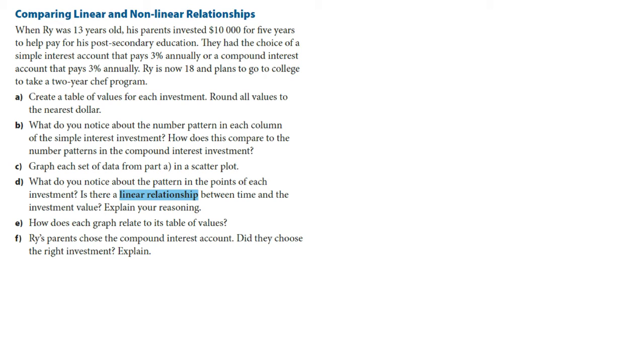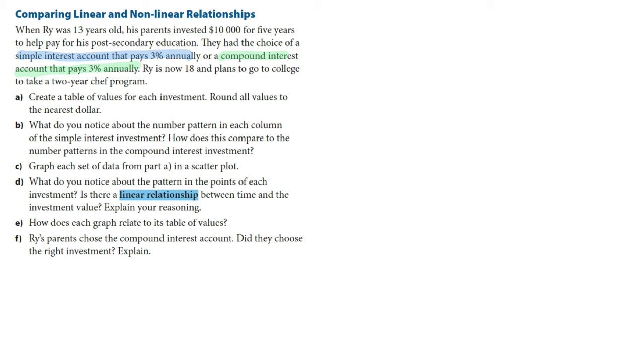So let's look at when Rye was 13 years old, his parents invested $10,000 for 5 years to help pay for his post-secondary education. They had the choice of a simple interest account that pays 3% annually, or a compound interest account that pays 3% annually. Okay, so the difference between that is with a simple interest account, you are only earning interest on the original amount invested. So every year, you would earn 3% of the $10,000 extra. You're going to earn the same amount every year.